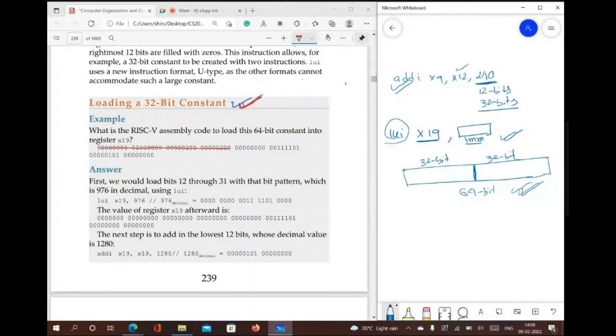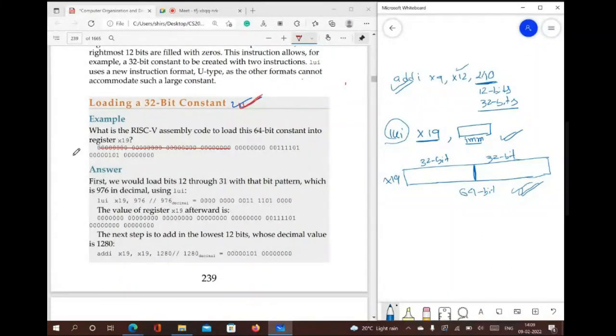So the only thing here is how to load the 32-bit constant in the right side of this register. Here we're assuming x19. Now suppose this is the number I am showing here, and it is given in the book. From this number, you ignore the left 32 bits, and we'll only concentrate on this 32-bit constant.